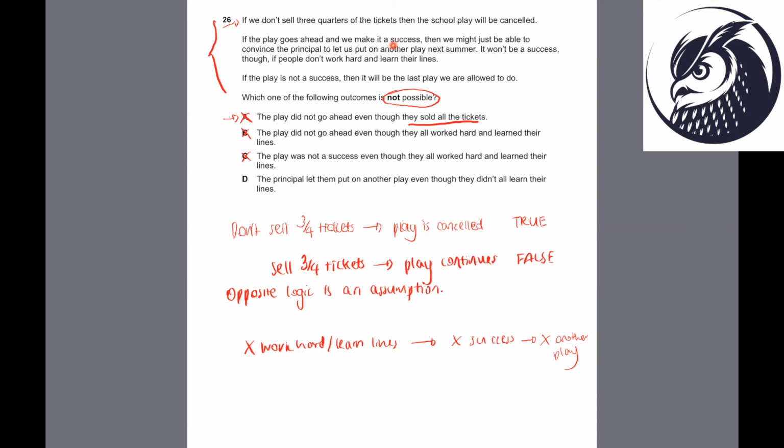So option D is an outcome that's not possible, okay? Because you can clearly see in this flowchart, if you don't learn all your lines, it won't become a success, and therefore you won't have another chance, another play. And option D says the principal let them put on another play even though they didn't learn all their lines. It's not possible for that to happen. Therefore, option D is our best answer.